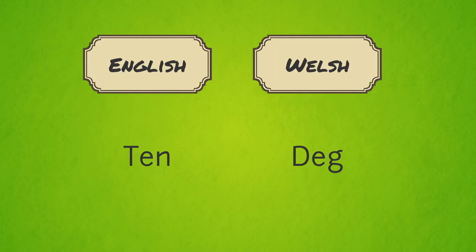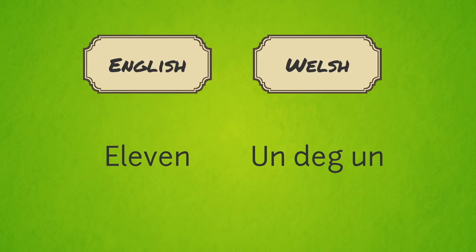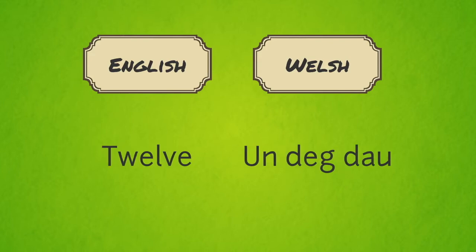Great. I think you got this. Let's continue counting to 20. 11. Undeg un. 12. Undeg dau.